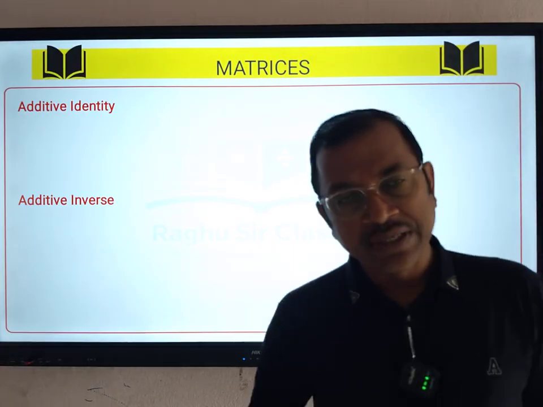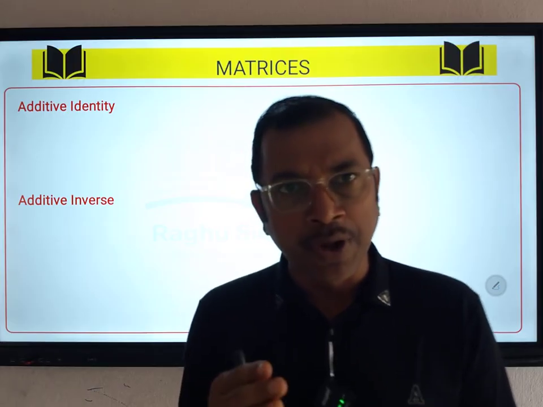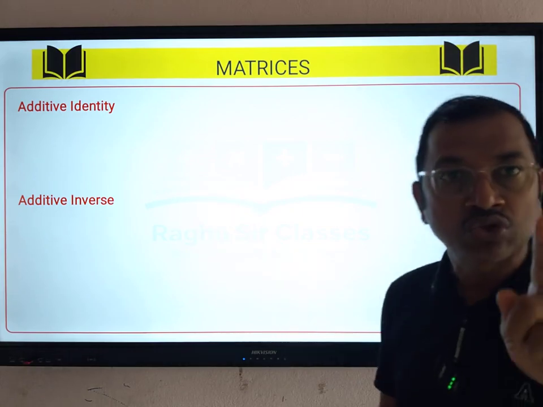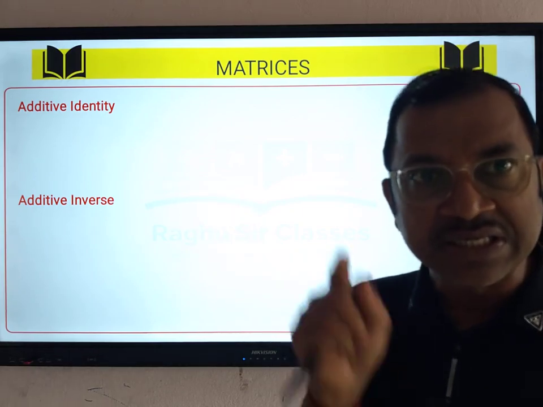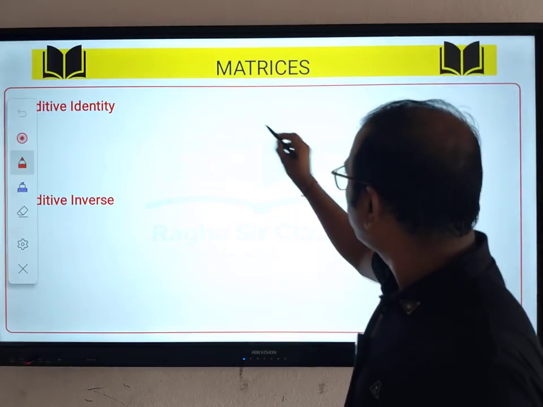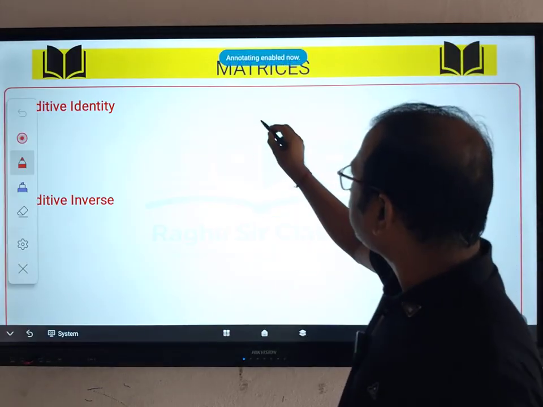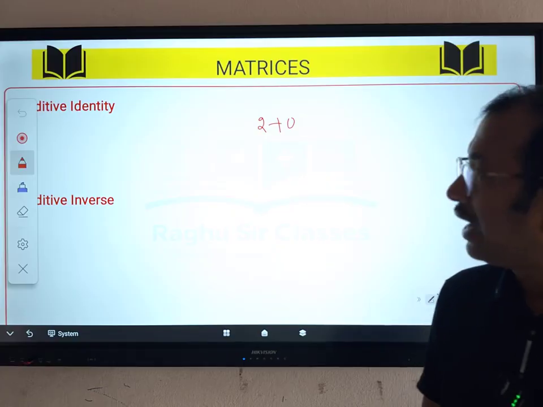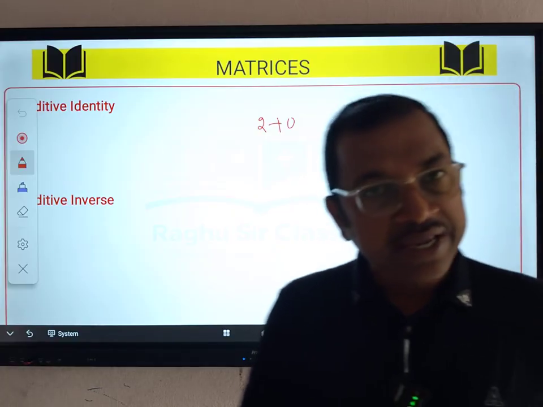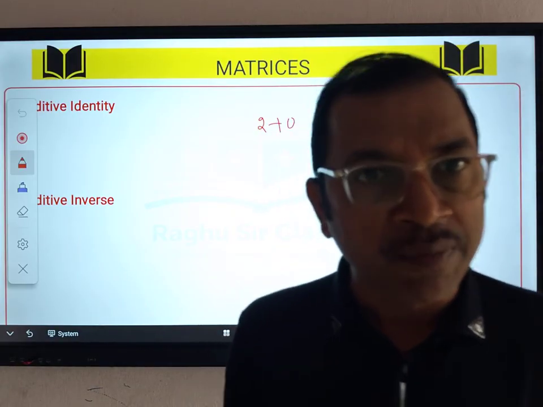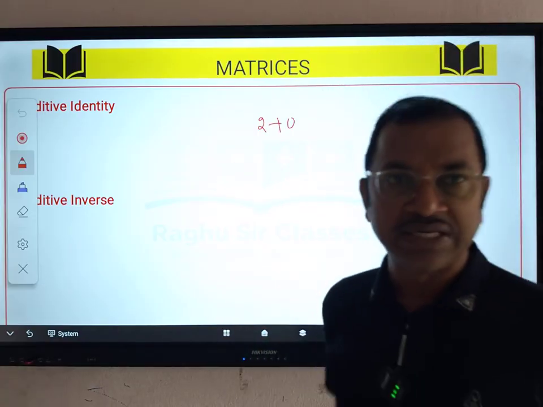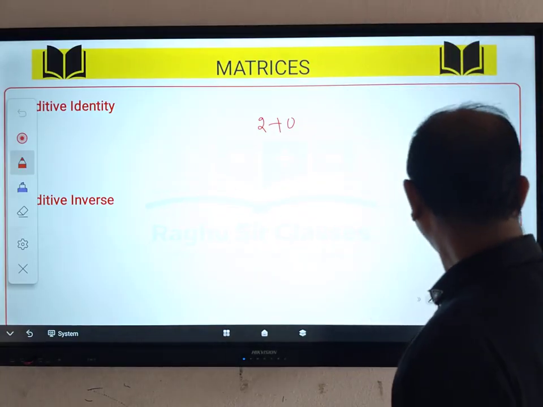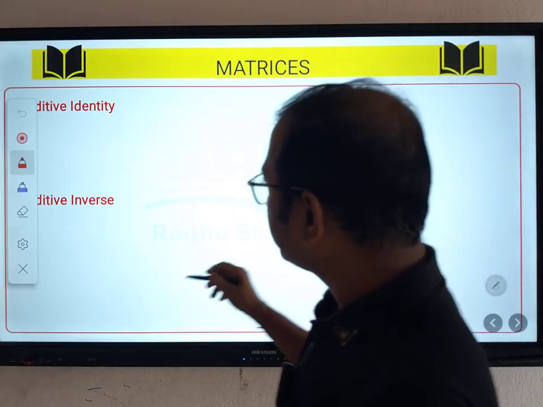So next, additive identity. You know, when you add something to any number, the value doesn't change; it remains the same. For example, 2 plus 0 equals 2, so 0 is the additive identity. Similarly, any matrix added with the null matrix remains unchanged, so the null matrix is called the additive identity.